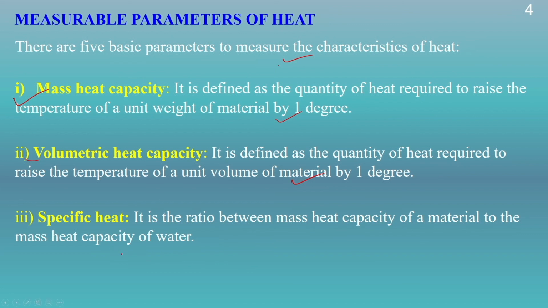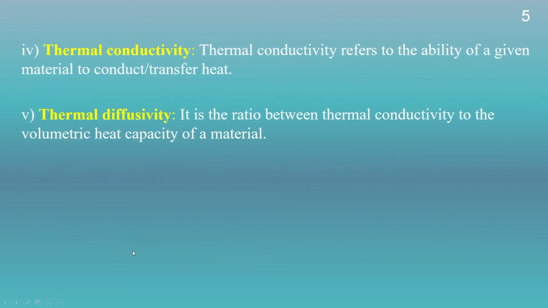Next comes the thermal conductivity. The thermal conductivity is defined as the ability of a given material to conduct or transfer heat. It is one of the most important properties of any material in terms of its heat conduction. Next comes the thermal diffusivity. It is the ratio between the thermal conductivity and the volumetric heat capacity of a material.